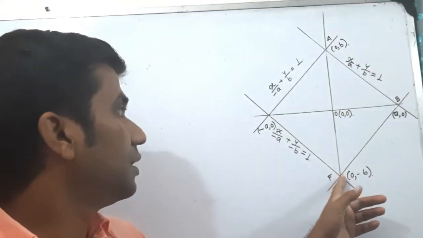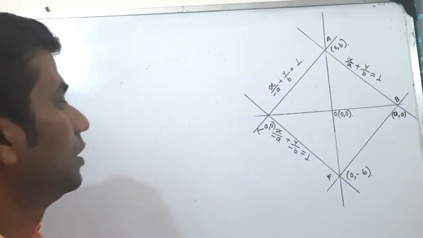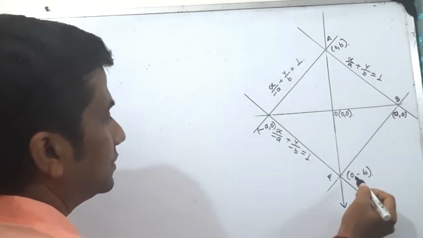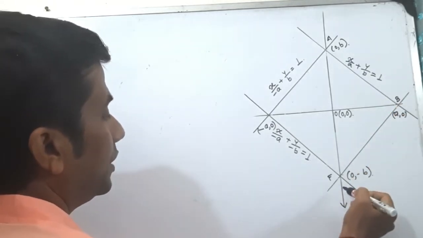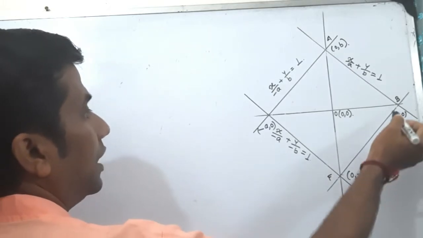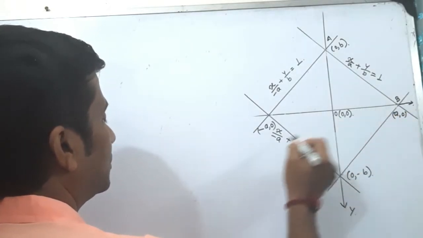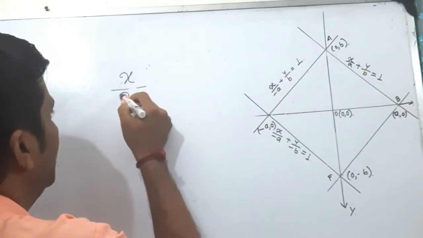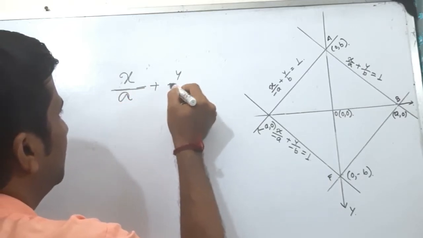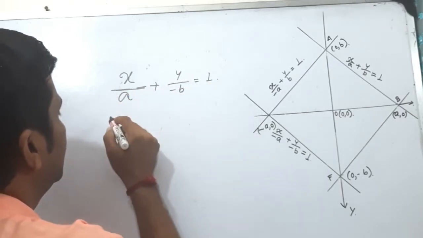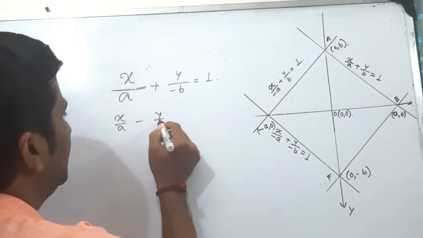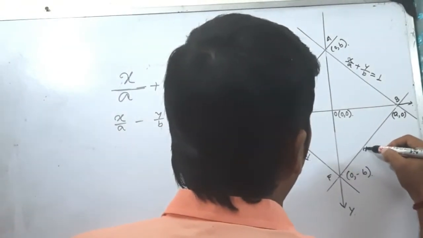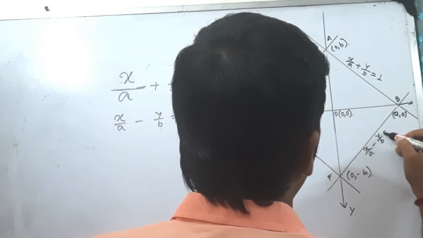And the last is the equation of FB. This straight line FB cuts the y-axis at (0, -b) and the x-axis at (a, 0). That means the equation will be x/a + y/(-b) = 1. That means x/a - y/b = 1.